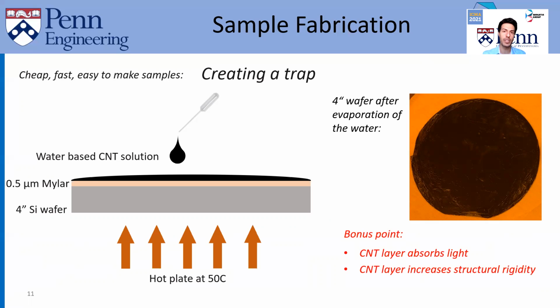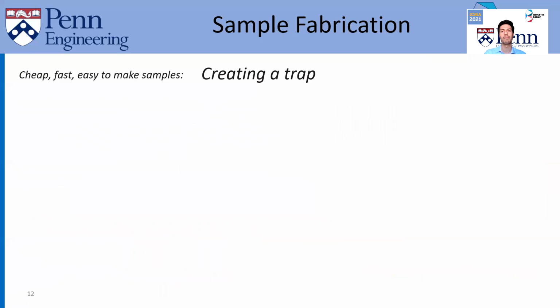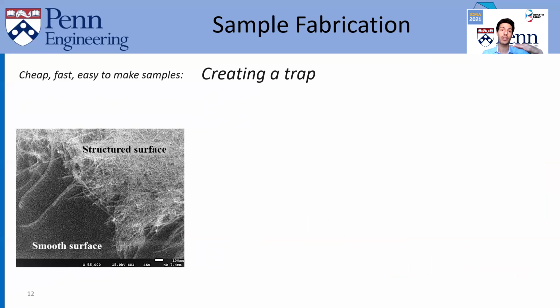The second bonus point that we got from the CNT layer is that it increases the structural rigidity of our sample. And we checked and weighed our samples. The areal density is roughly 1 gram per meter square, which is light enough for levitating objects. Okay. Now back to the main problem at hand, which is creating that structured surface on the bottom and the smooth surface on the top.